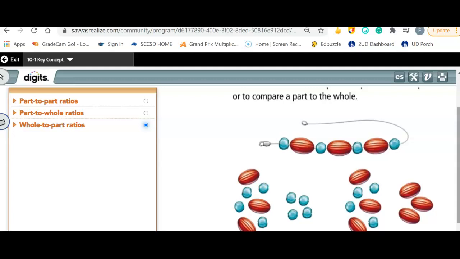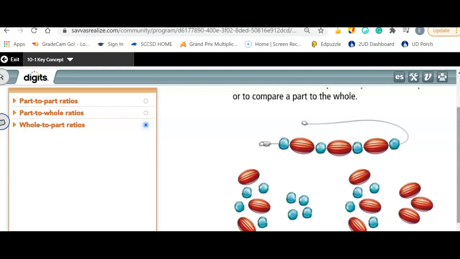So we did 5 small spiders to 11 spiders altogether. 5 small spiders, that's 11 total spiders. What type is it? 1, 2, or 3? 1 is part to part. 2 is part to whole. 3 is whole to part.